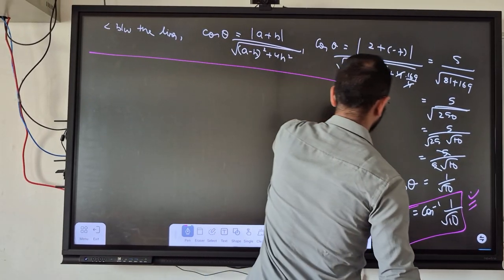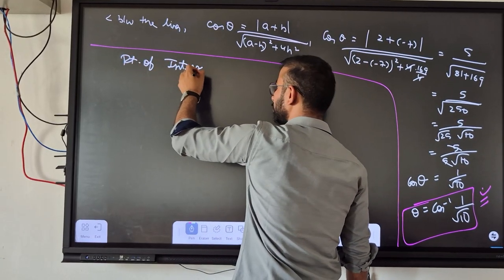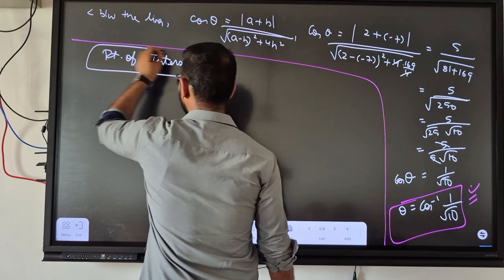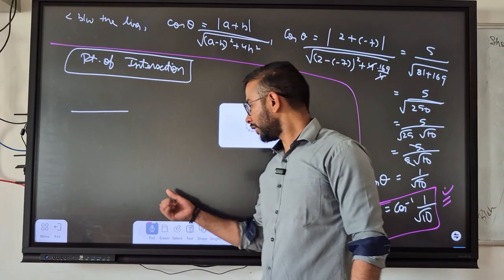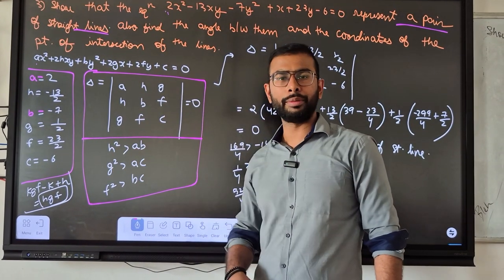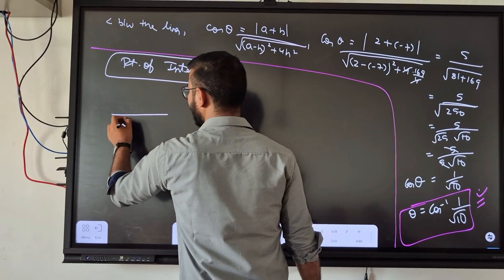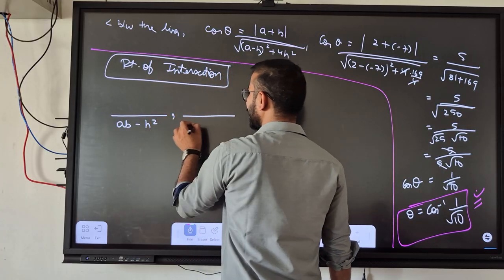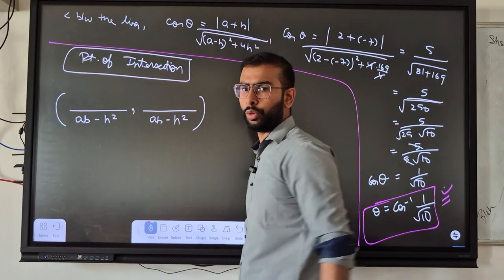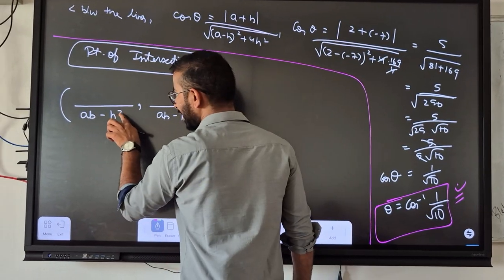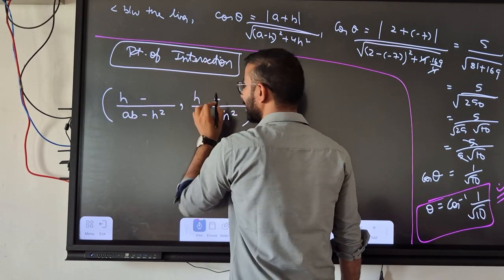Let's complete this question with the last part, where we find the point of intersection. The point of intersection of two curves is given by a formula you need to remember. How you can remember it: first take this to the other side. It becomes AB minus h square. So the denominator is AB minus h square, and this is also AB minus h square. The point of intersection is x comma y. These two lines will meet at a point, and what is that point? Without square, write h here.